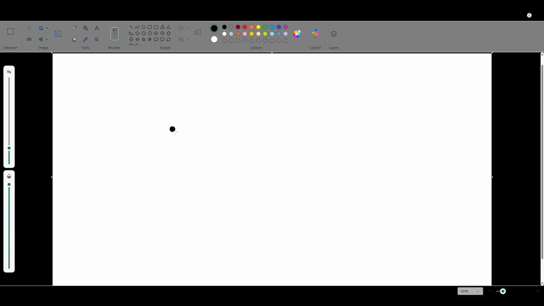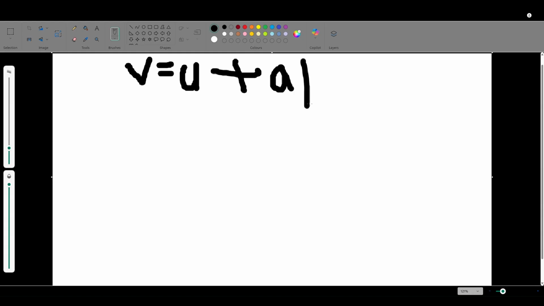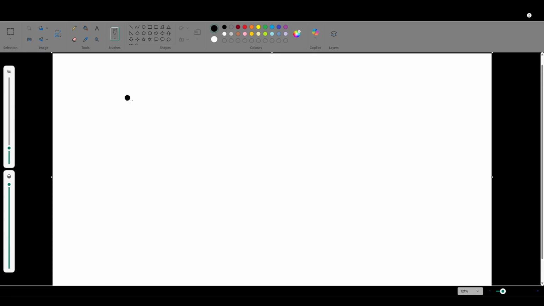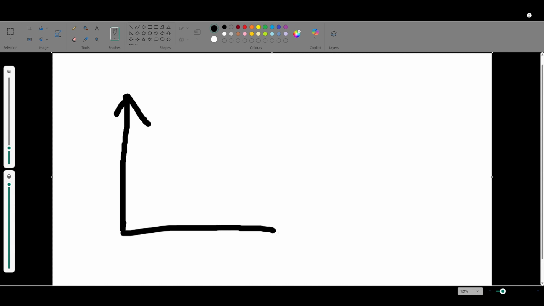And in today's video we will be deriving the equations of motion on a graph. So let's start with the first one: v equals u plus at. This is probably the easiest equation to derive here. So first of all we will make our graph here. This is a simple distance time graph, and this is a slope, and let's make this also.